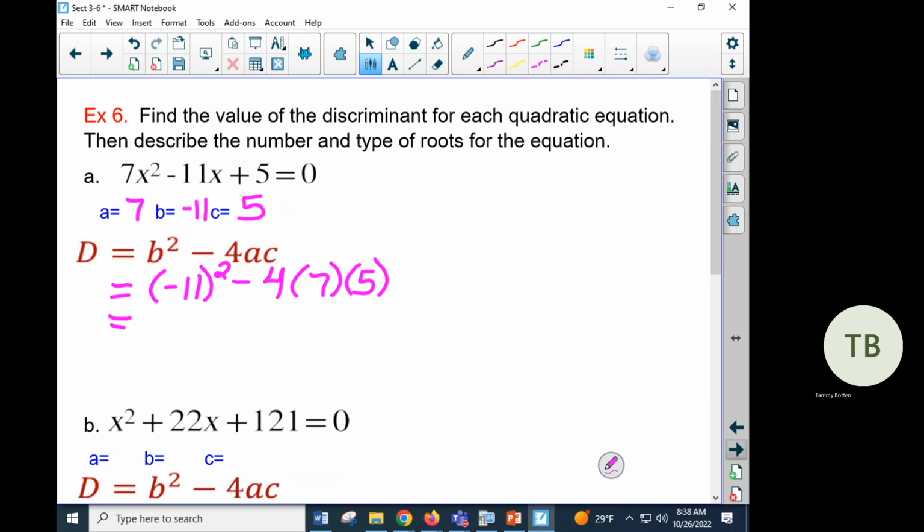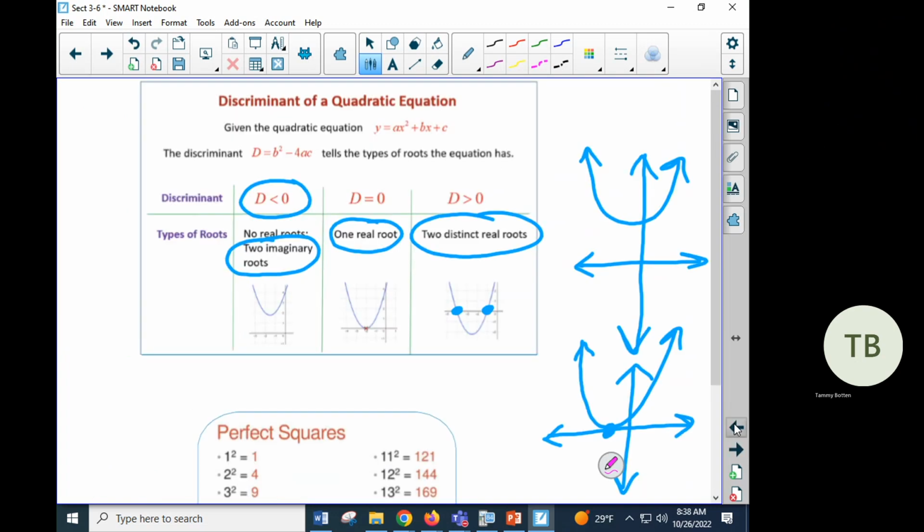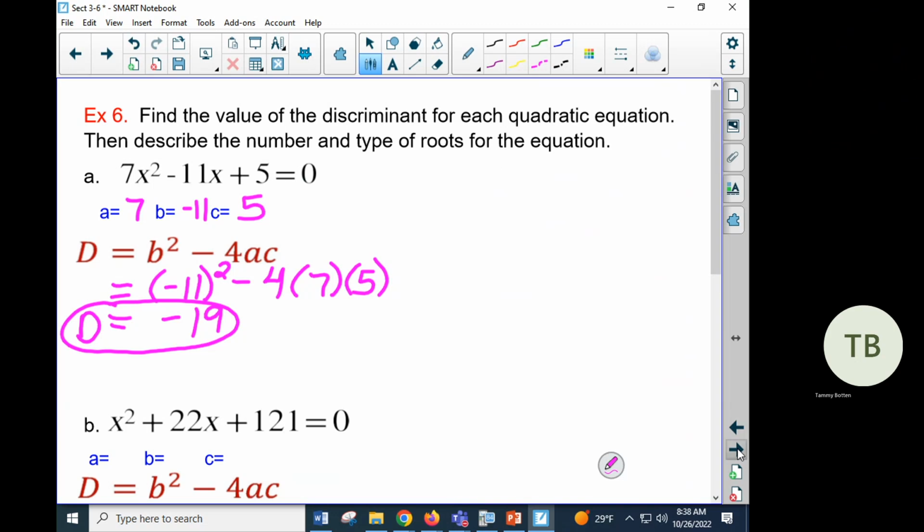So when you guys figure that out, what is it? Is that negative? What is it? Negative 19. Okay, so that would be one of your answers. And then you would look at your chart, which I think is on your cheat sheet too. And because it's negative, you would say you have 2 imaginary roots. That just means your graph is not going to touch the x-axis at all.